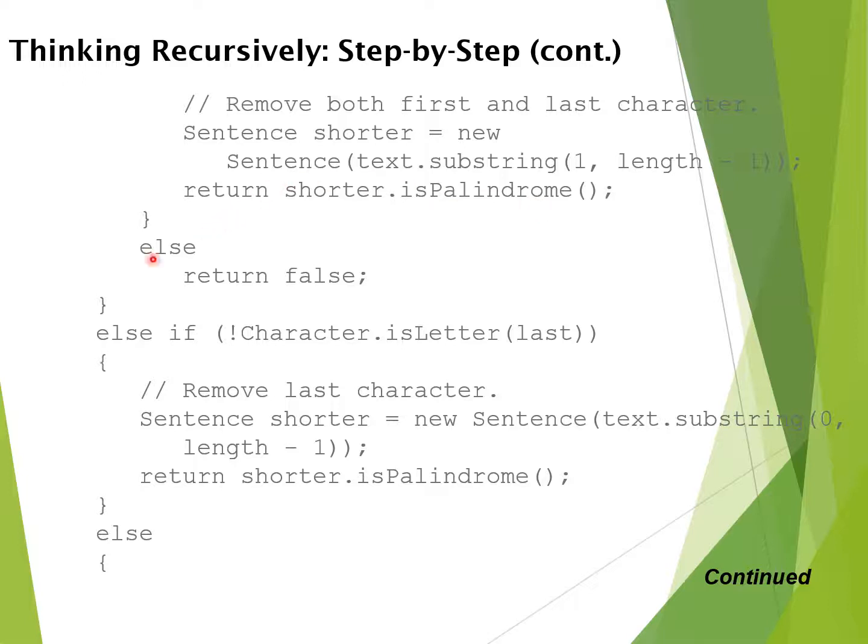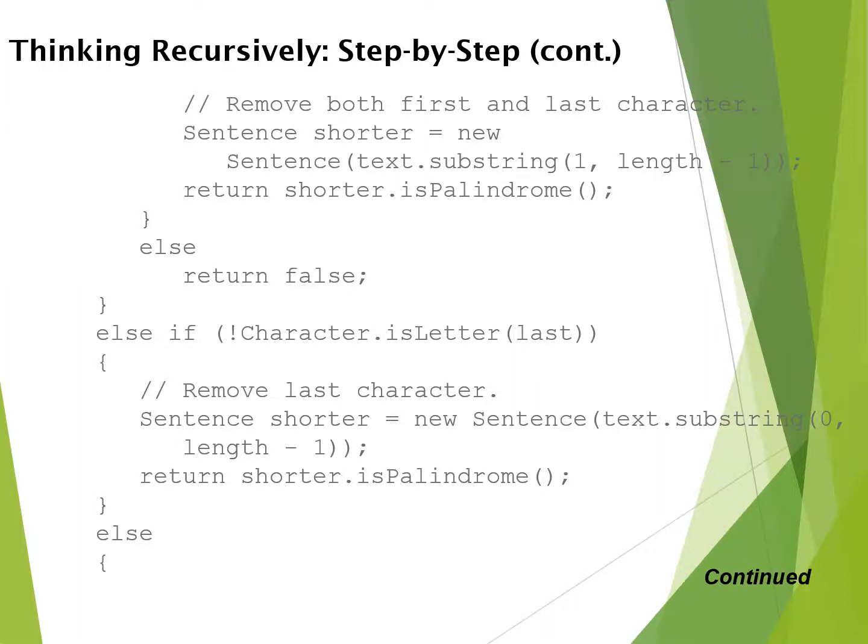But in the case that the first and last letter are not equal, you don't waste time, you simply return false, because you don't need to check the rest of the sentence when the first and last letters are not equal. It means that it's not a palindrome. Now, let's assume that either the first or the last letter of the sentence is not an alphabetical letter. For example, if the last letter is not a letter, then you simply remove the last character by applying the substring method and set it equal to a shorter sentence, and you return shorter.isPalindrome. So you're basically skipping the last letter which is not a letter.